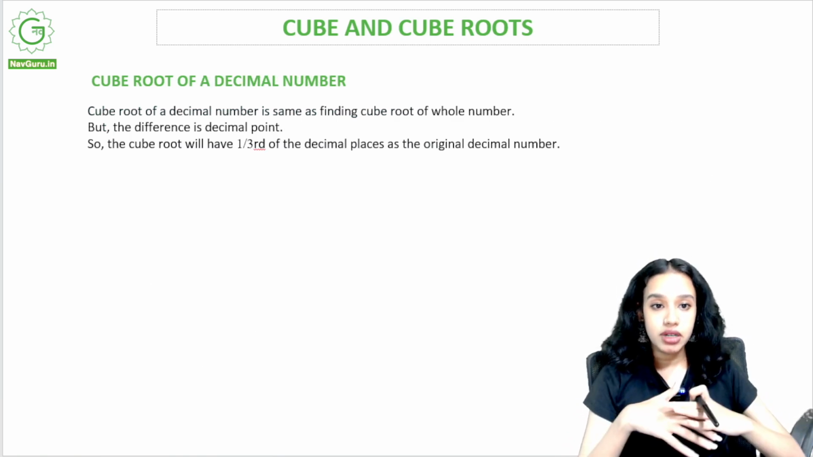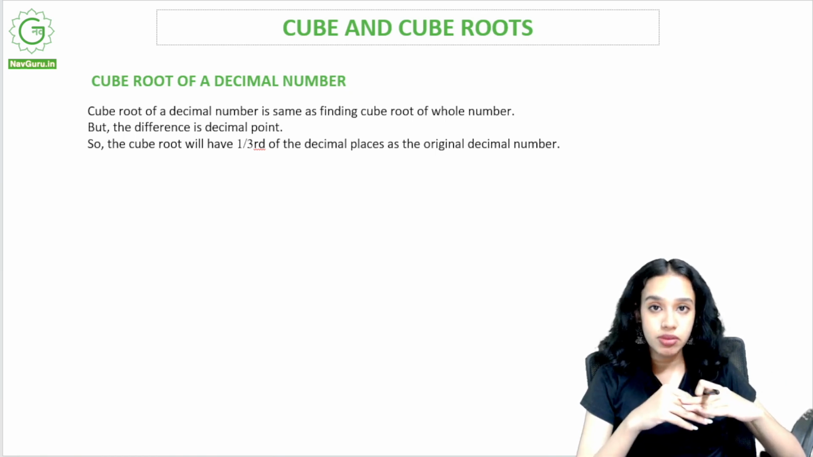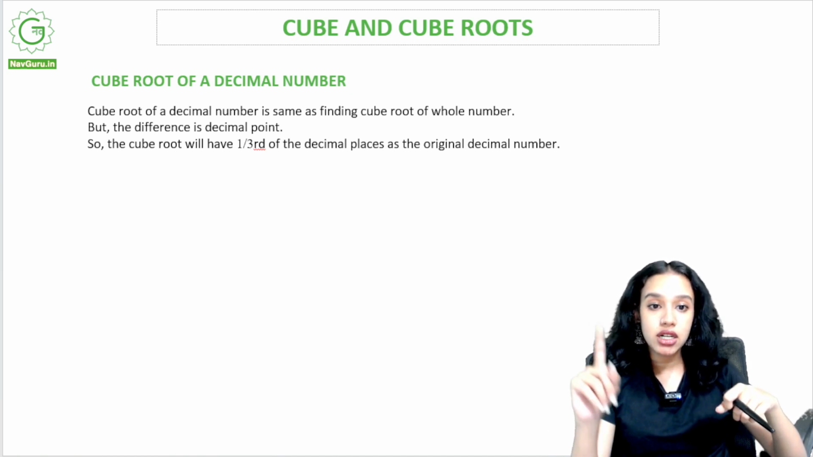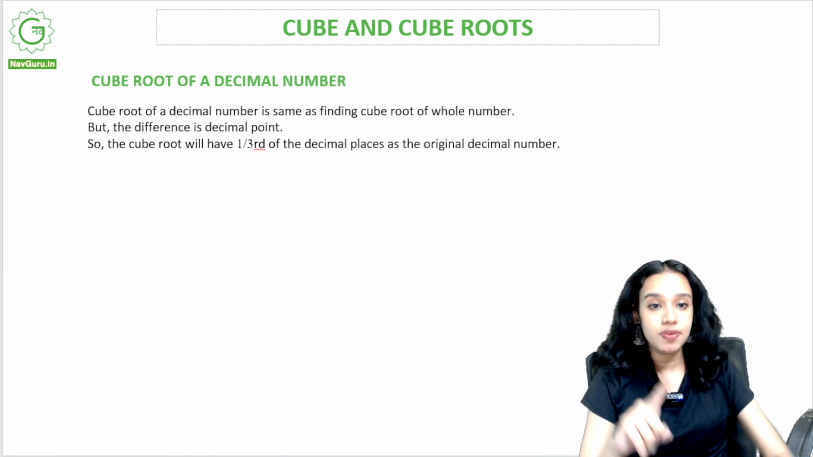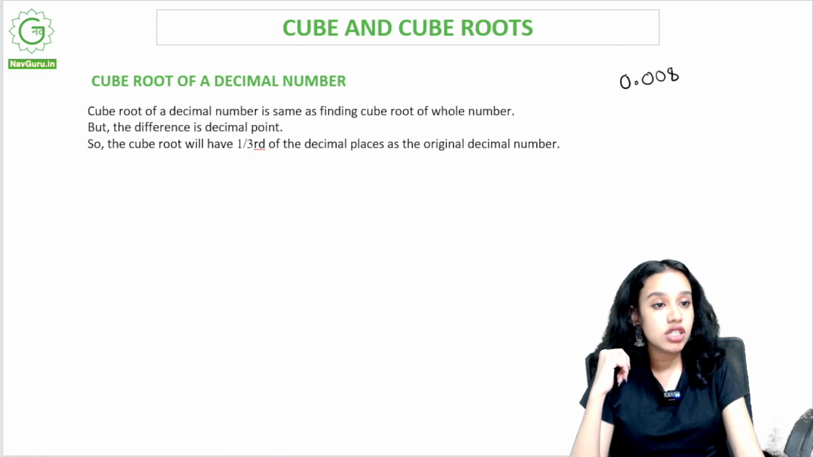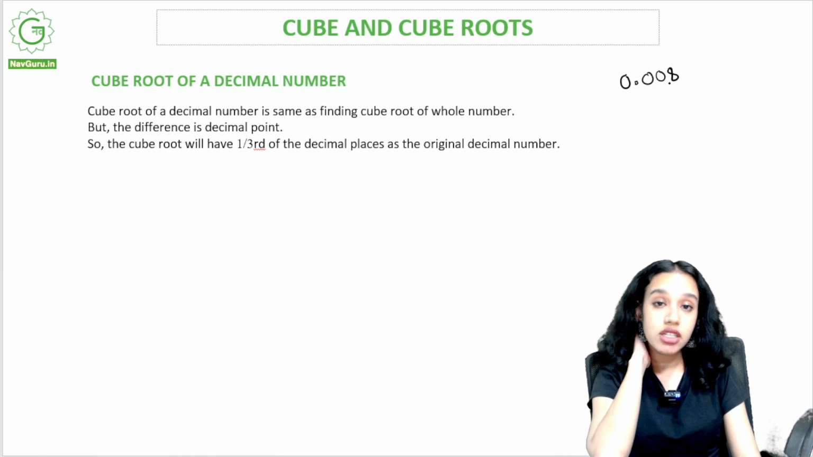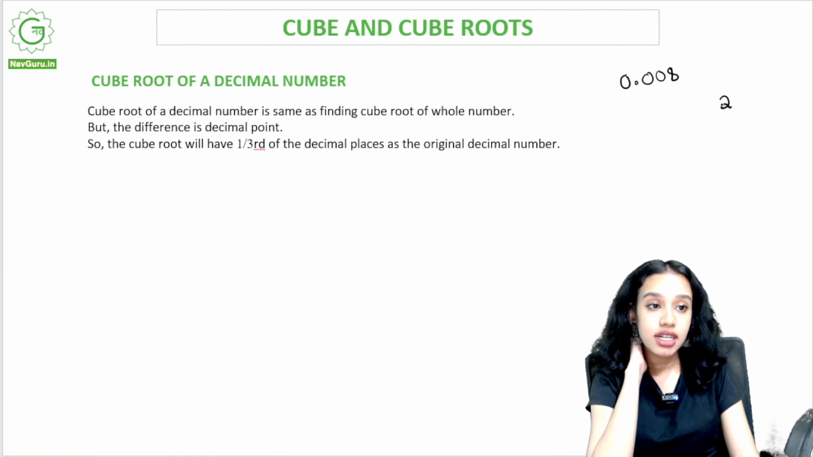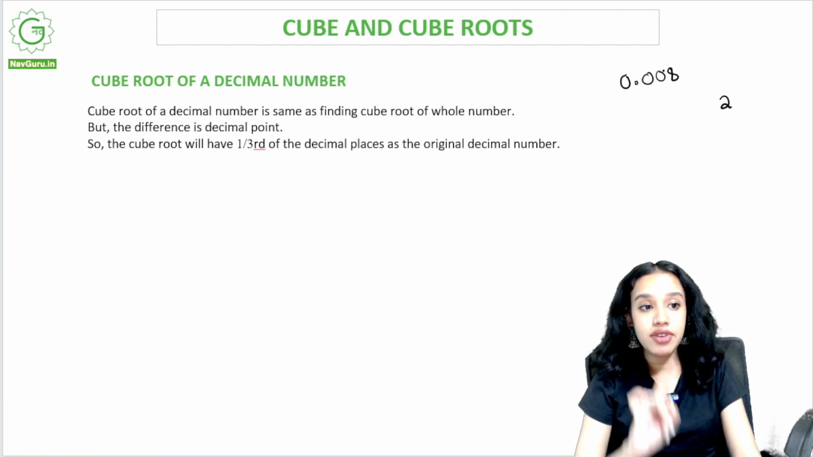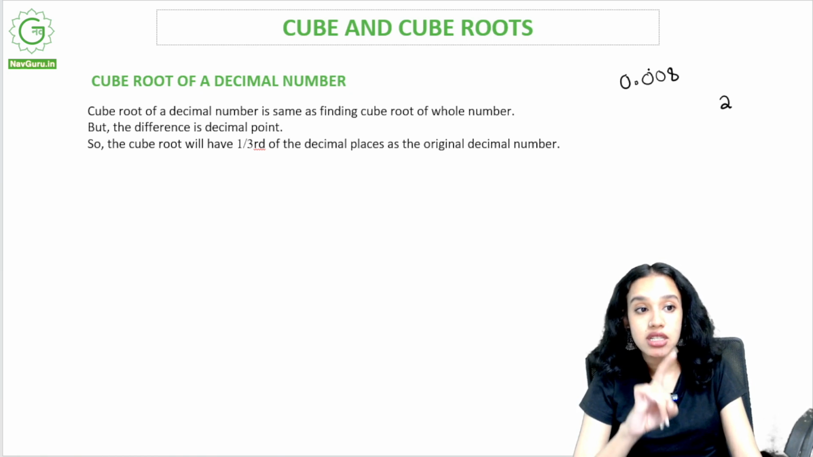Now let's move on to cube root of a decimal number. Cube root of a decimal number is same as finding the cube root of a whole number. But the difference is the decimal point, right? So the cube root will have 1/3 of the decimal places as the original number. If the original number is something like 0.000008, right? We know that cube root of 8 is equal to 2, right? Now, how many decimal places would the original decimal number have? The cube root would have 1/3 of the decimal places of the original number. That means the original number would have 3 times the decimal places of the cube root.